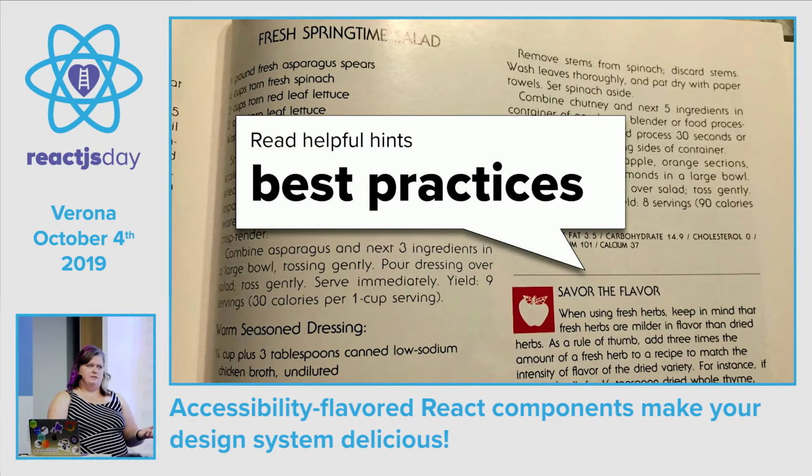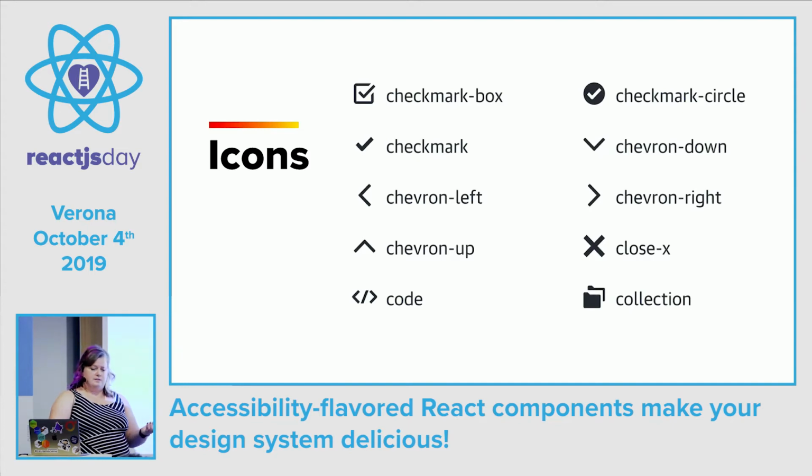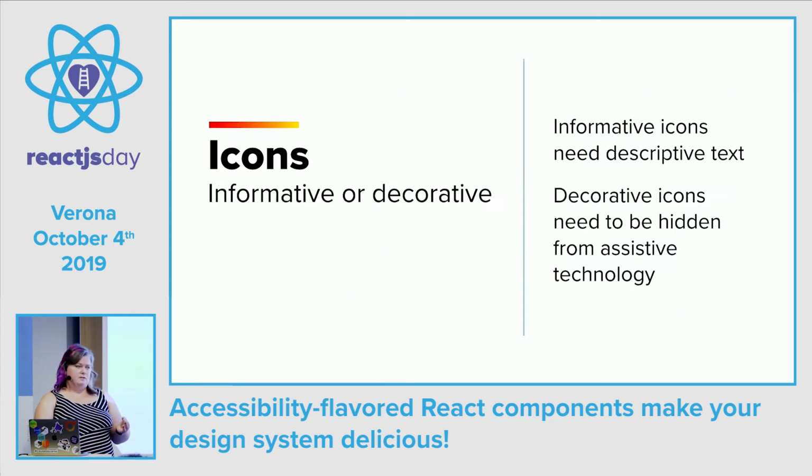So let's take this model and apply it to some components. Let's talk icons. Icons are a great way to add a bit of flourish to your product. They supplement key messaging, and they call attention to areas of importance on the page. Icons can be either informative or decorative. Informative icons need alternative text to be perceived by assistive technology. Decorative icons don't add a significant value. They're more like a flourish. They need to be hidden from assistive technology.